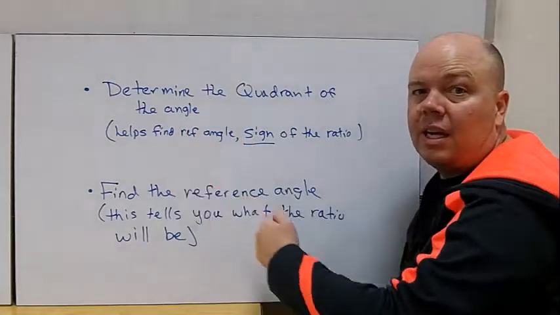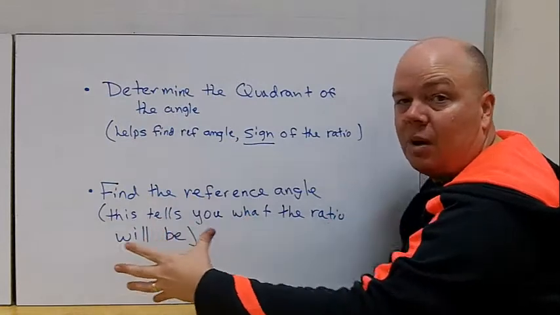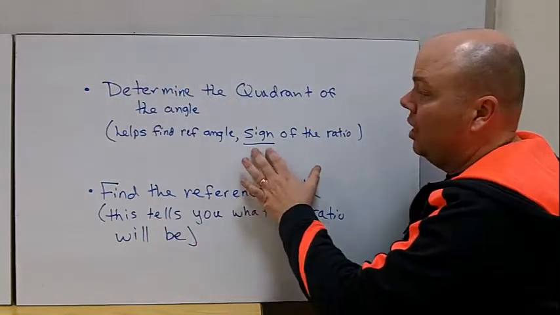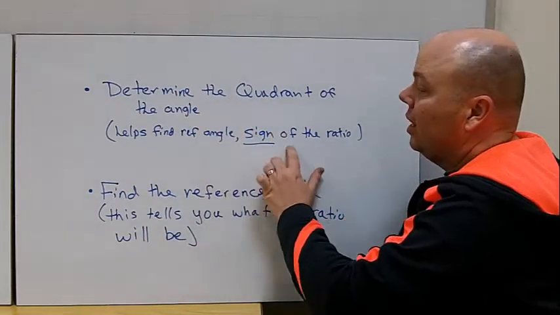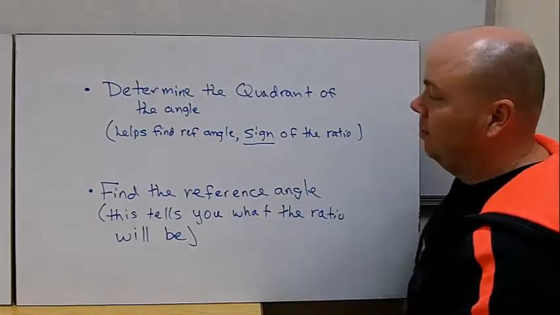Remember, all students take calculus. All are positive, sine is positive, tangent is positive, and cosine is positive. So that helps you by determining which quadrant you're in. That also helps you find the sign of the ratio.